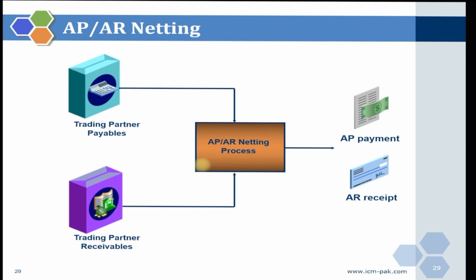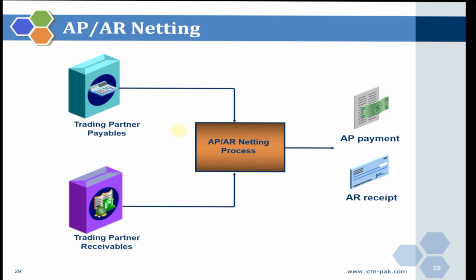AP/AR netting, normally this will be used, for example, when sometimes you have a vendor and the same company is your customer as well. So sometimes you are making payments to that party, and sometimes you are receiving from that customer.